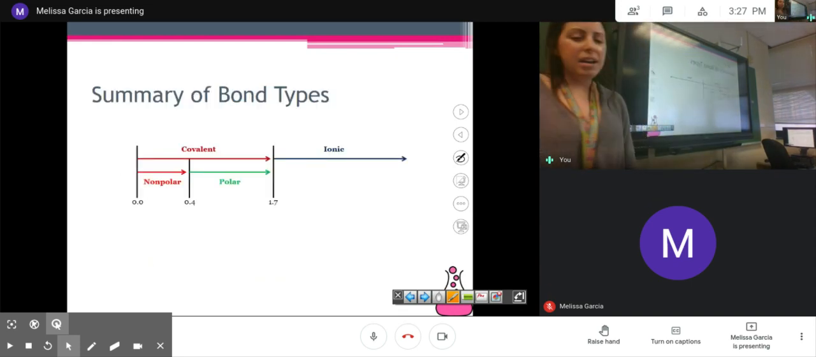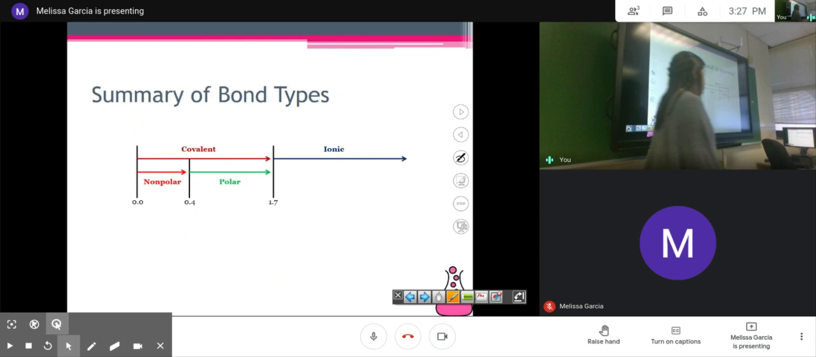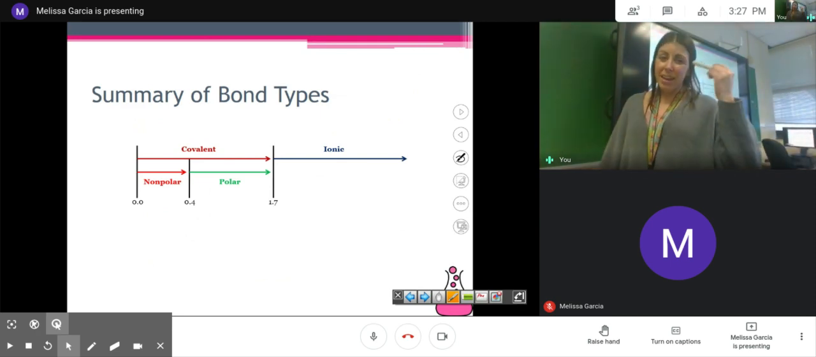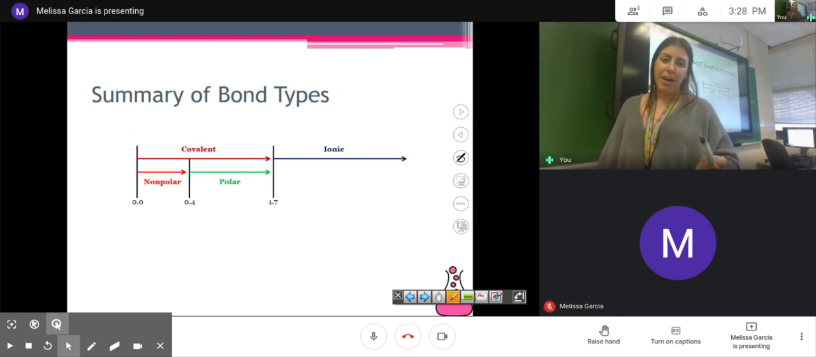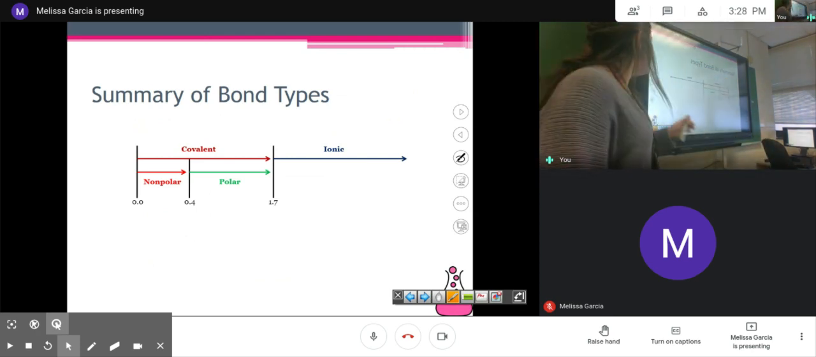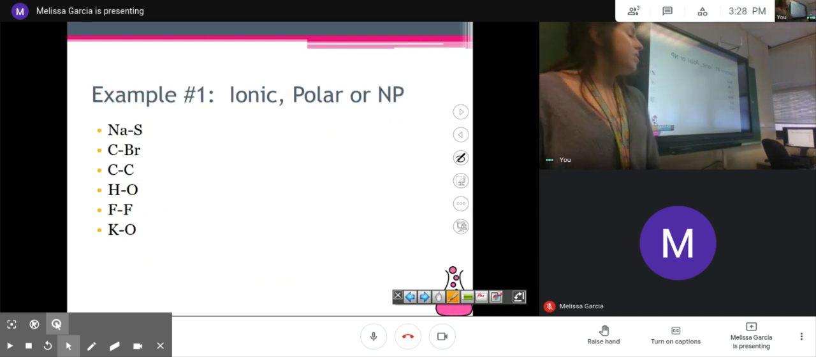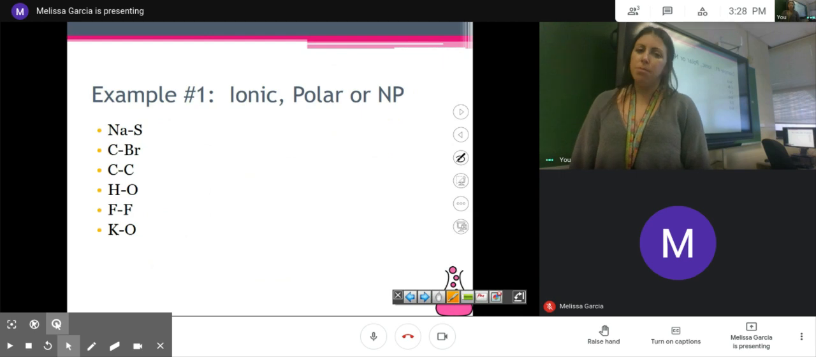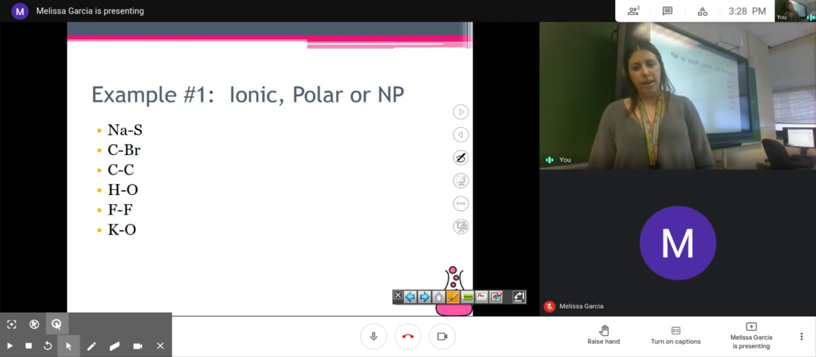Okay, so a summary of our different bond types here. Again, if that electronegativity difference is between 0 or less than 0.4, we call it a nonpolar covalent bond. 0.4 to 1.6, we generally call a polar covalent bond. And then greater than 1.7, we call an ionic bond. But again, you usually can identify the types of bondings by what types of elements you have present in your samples. So take a second and identify these types of bonding as either ionic bonding, polar covalent, or nonpolar covalent.